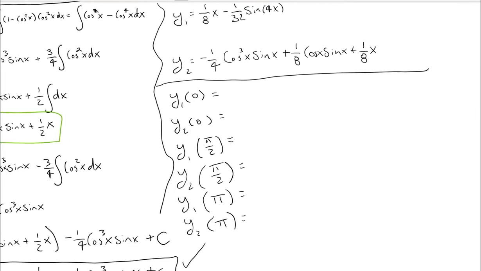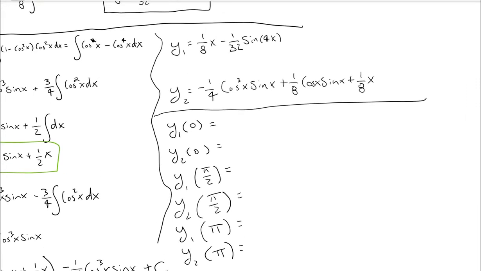So if we were to plug in 0 here for the first one, we would get 0 minus 1/32 sine of 0. Sine of 0 is 0, so we get 0 there. Here you get sine of 0, plus something times sine of 0, that would be 0, plus 1/8 times 0, and that's 0. So both of these are the same.